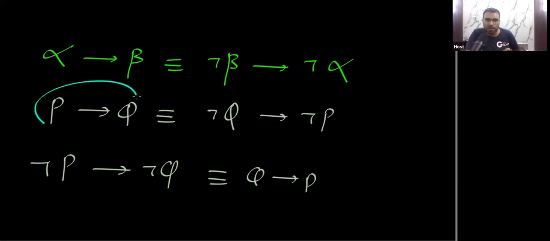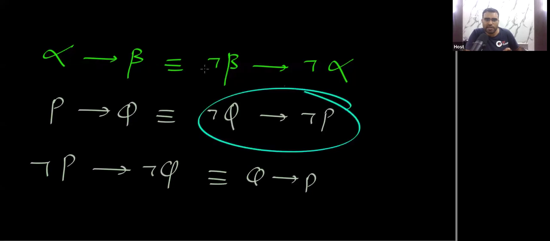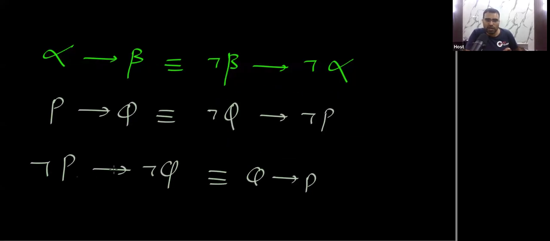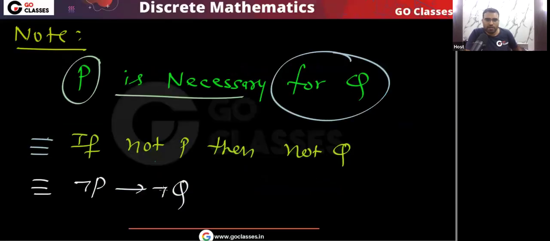So you can see P implies Q. We have already seen this is same as negation Q implies negation P. So can I say negation P implies negation Q, that is same as Q implies P? Correct. Very simple point, that this I can also write as Q implies P. So that's it. This is the conclusion.